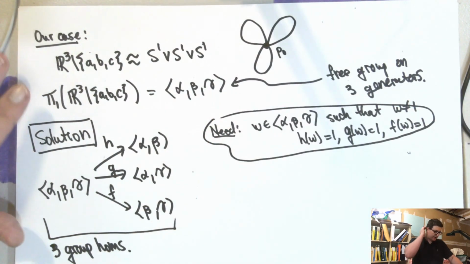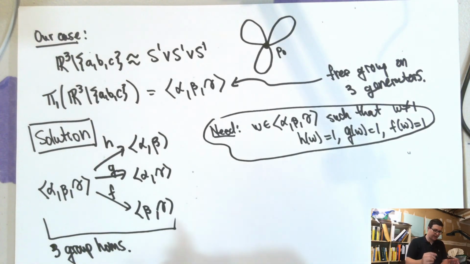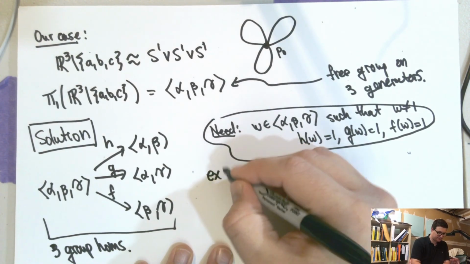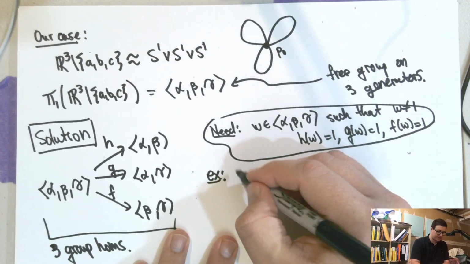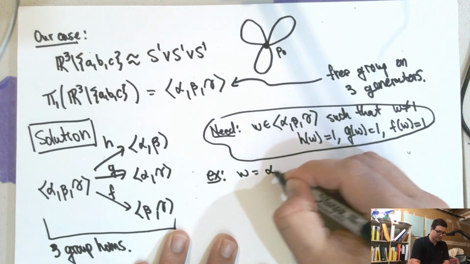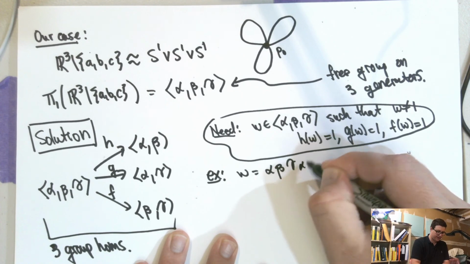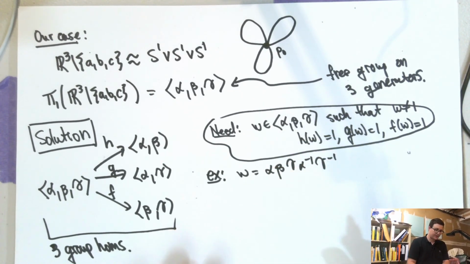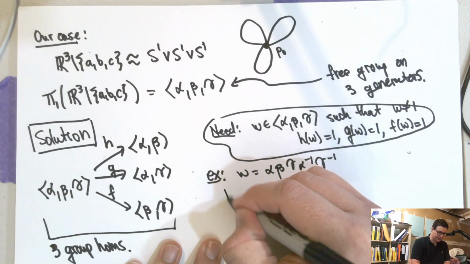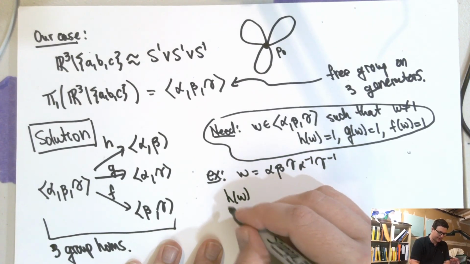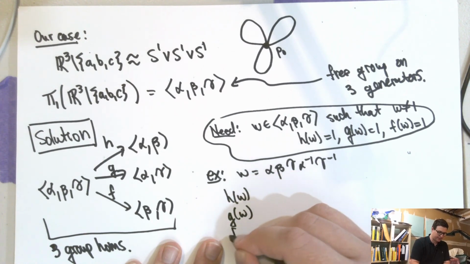All right, so let's look at an example of what could happen. If we take W to be this word, let's just write something down: alpha, beta, gamma, alpha inverse, gamma inverse. So what happens, just for clarity? What's H of W, what's G of W, and what's F of W?